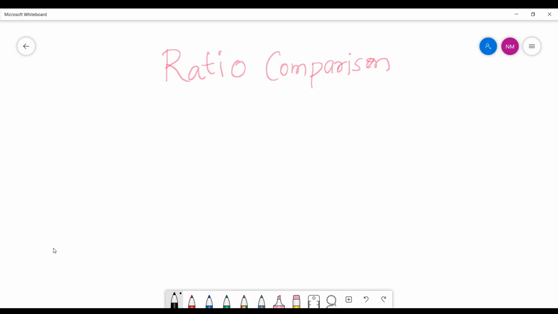Hello friends. So in this video we are going to discuss ratio comparison. There are lots of applications for ratio comparison, mostly in data interpretation type of questions in CAT or any statistics based questions. So the idea is that you are given two different ratios and you have to compare those ratios and evaluate which of the ratios is of greater value or smaller value.